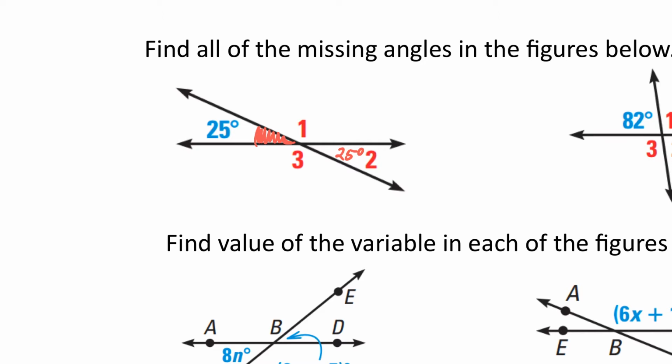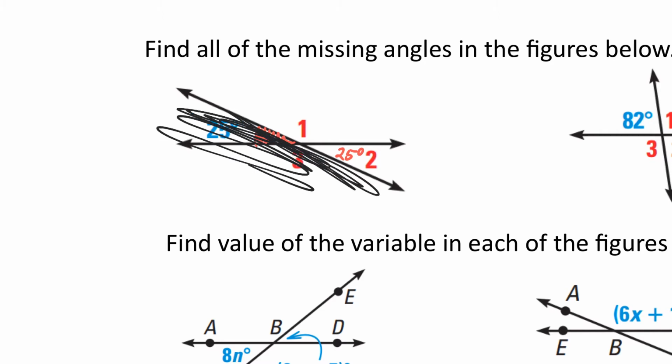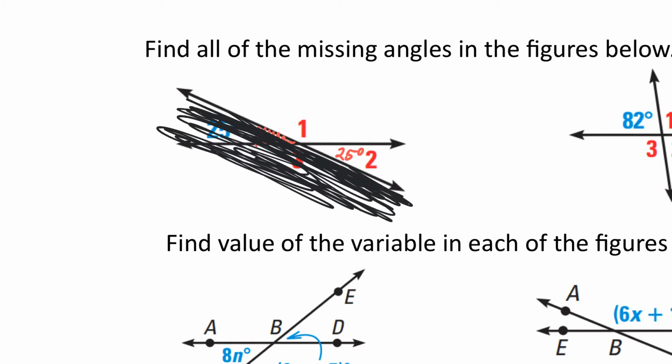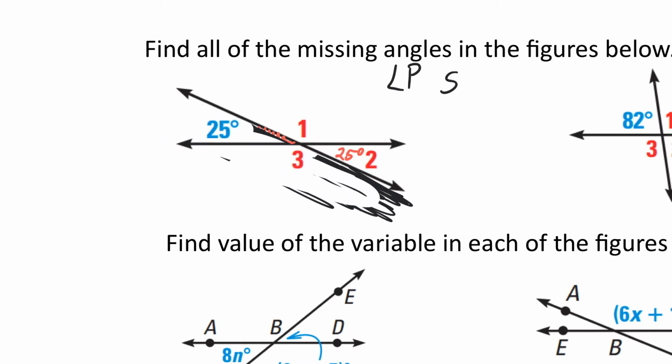Now, forget about all this, and just think about angle 1 and angle 2 together. What type of pair are 1 and 2? They're a linear pair, so they're supplementary, right? So what is the measurement of angle 1 then? 155. Yep, and so how big is angle 3? 155, because 1 and 3 are vertical.